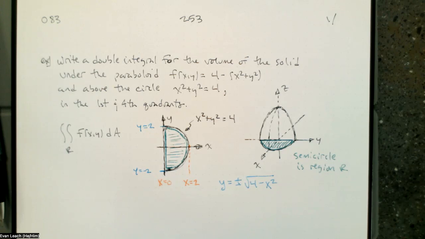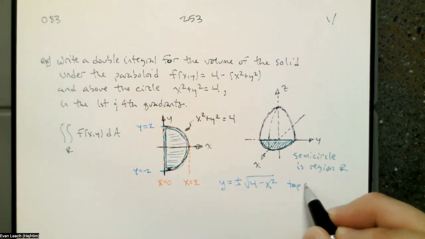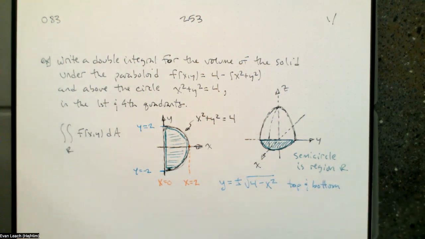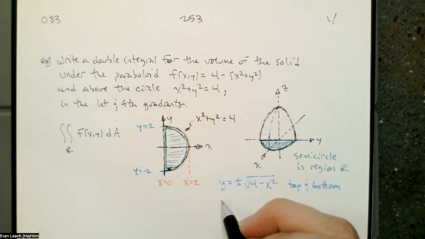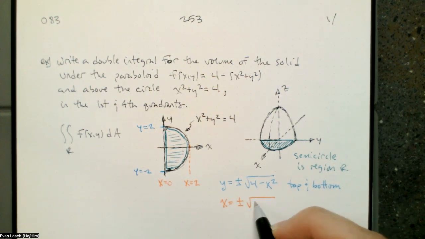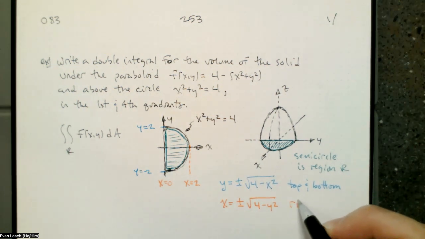We can also solve for x in the same way. So this is the top and the bottom. We can solve for x in the same way. So x is plus or minus the square root of 4 minus y squared. These are the right and left semicircles. So this is right and left.